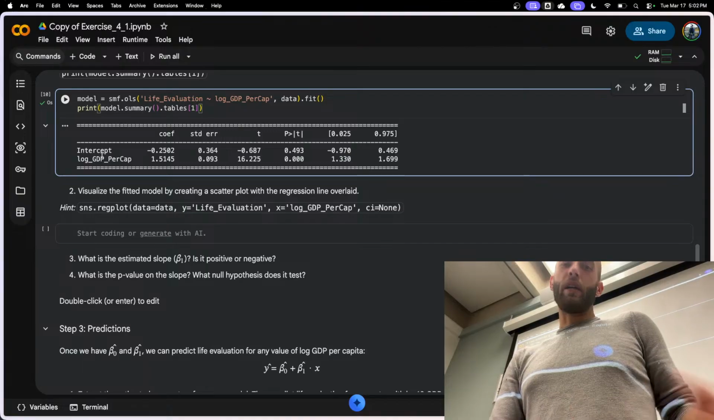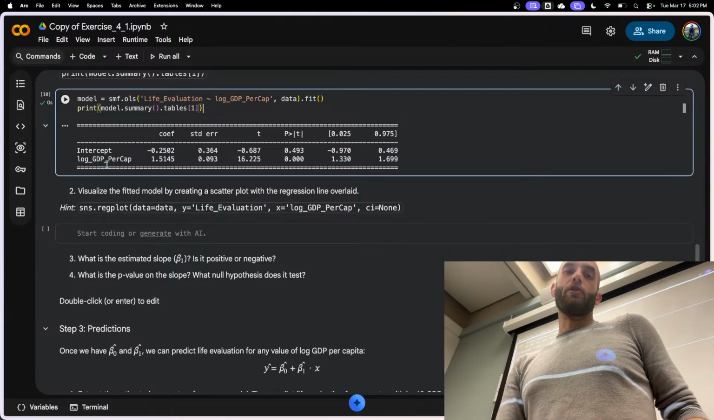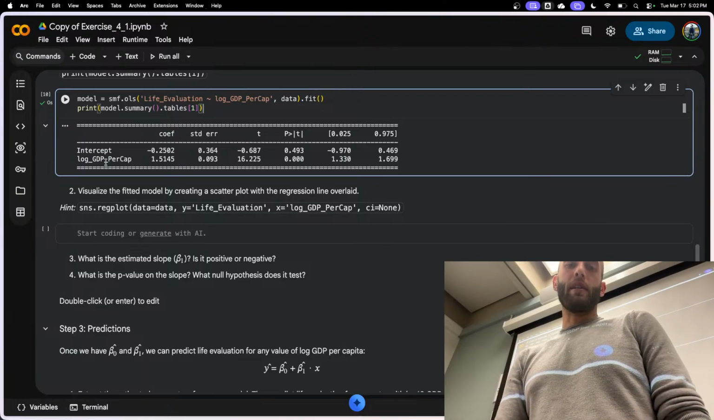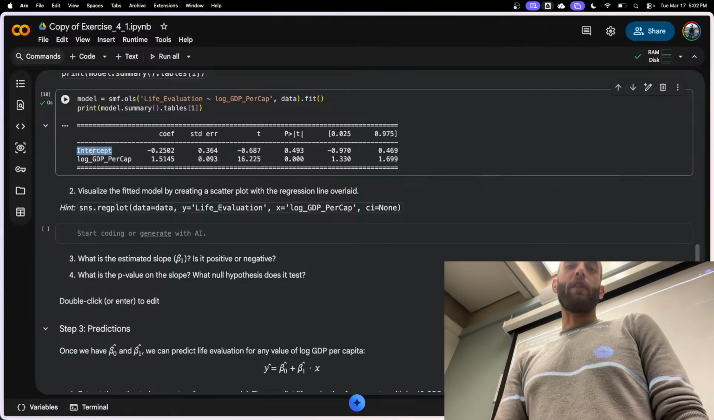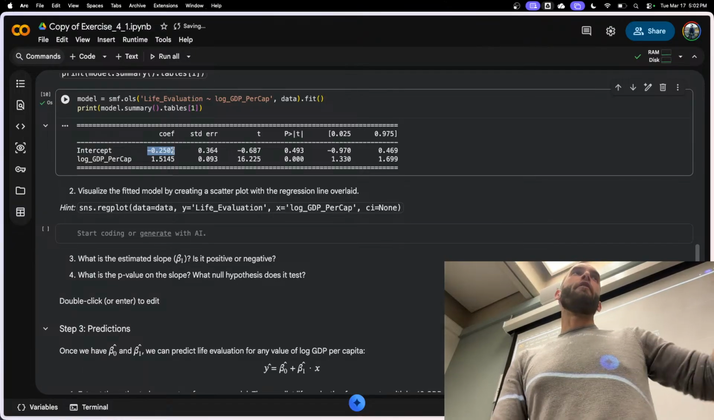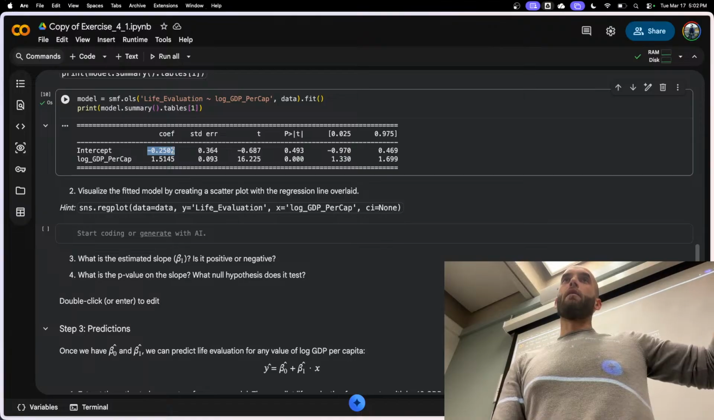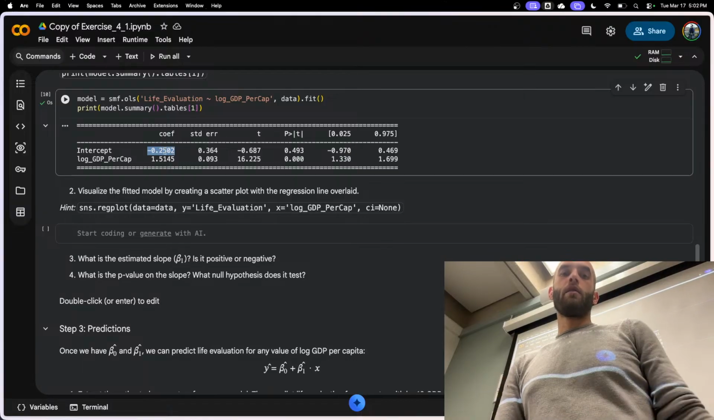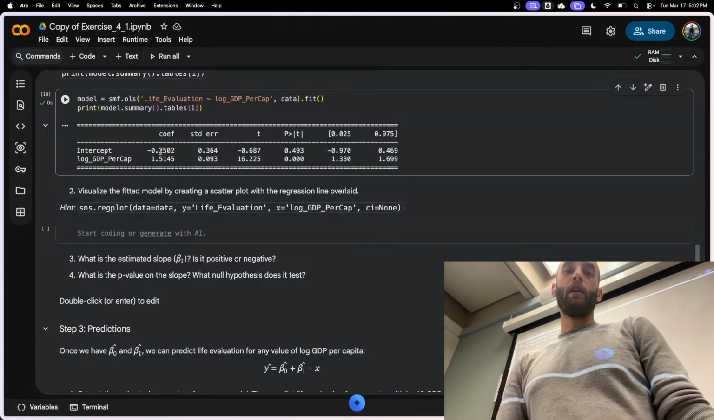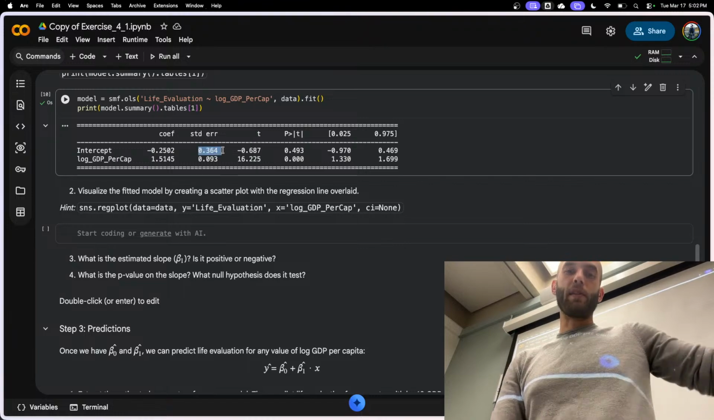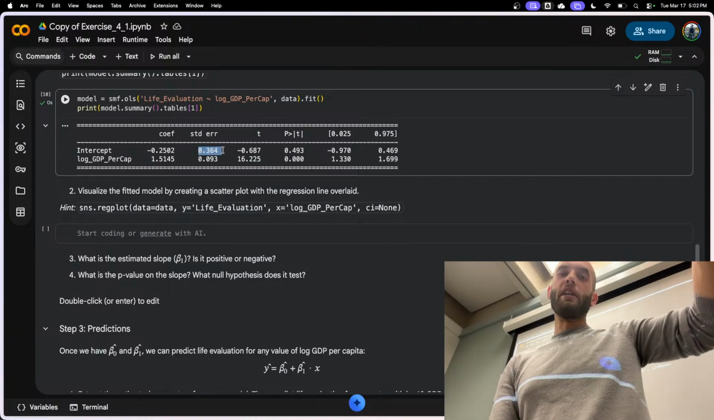So here I just have the main part of the model summary that we usually care about, which is this stuff. We have the intercept and the estimated coefficient for the intercept. Our beta 0 is this number, negative 0.25. And then we can find the rest of the statistics for the intercept term.